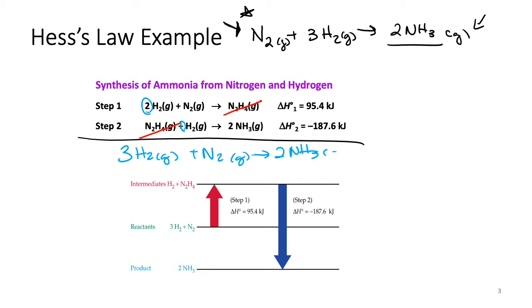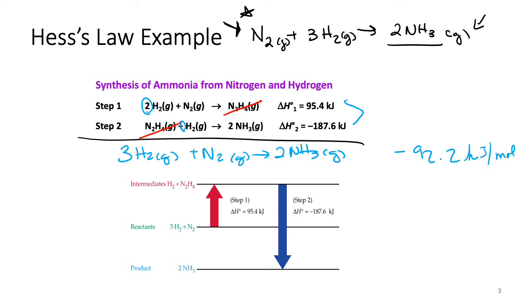And I have my 2 ammonia. Also, I added those 2 equations, which means I have to add these two values. So I do 95.4 plus negative 187.6. It gives Evie negative 92.2 kilojoules per mole.